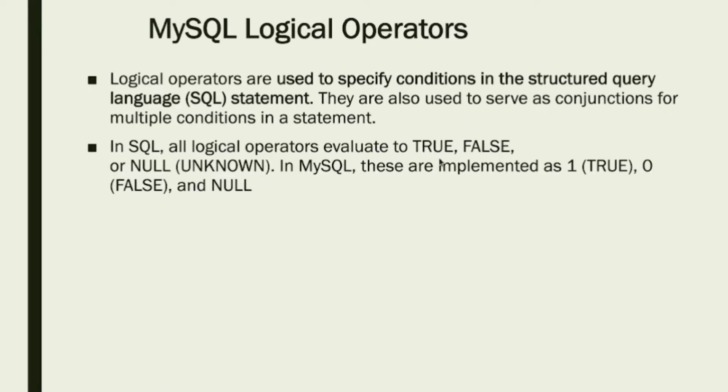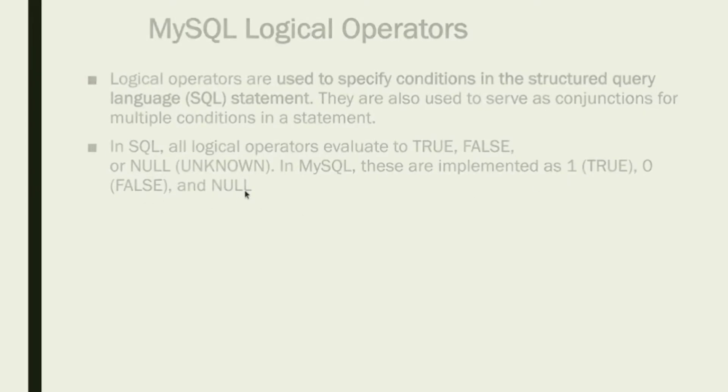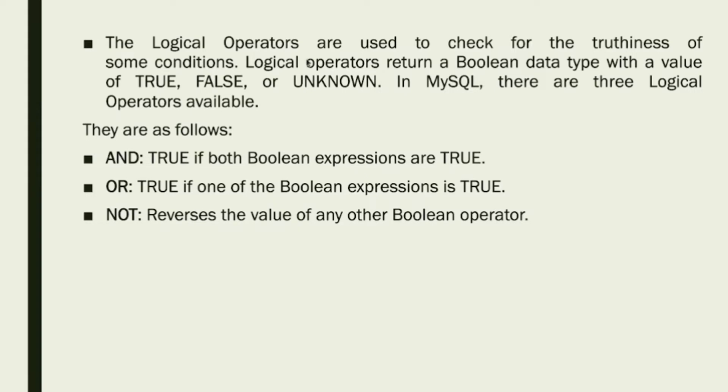Okay. So here true is 1, and 0 is false and null. Logical operators are used to check for the truthness of some condition. In MySQL, there are three logical operators available here: AND, OR, NOT. AND is true if both Boolean expressions are true, OR is true if one of the Boolean expressions is true, and NOT reverses the value of any other Boolean operator.